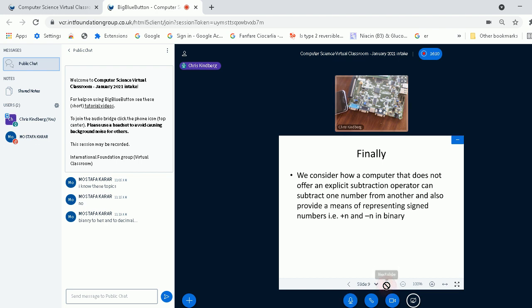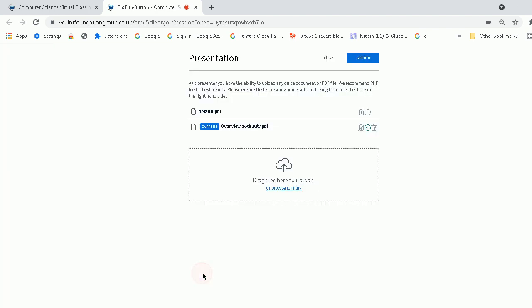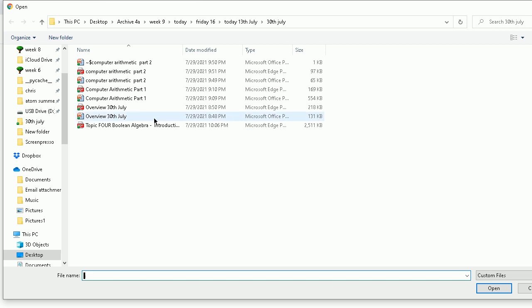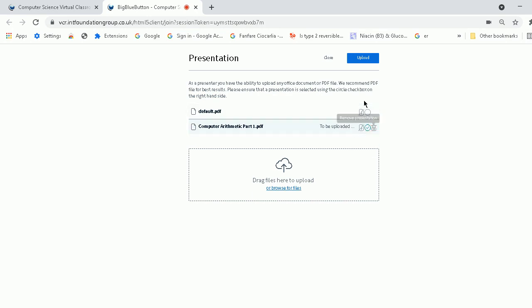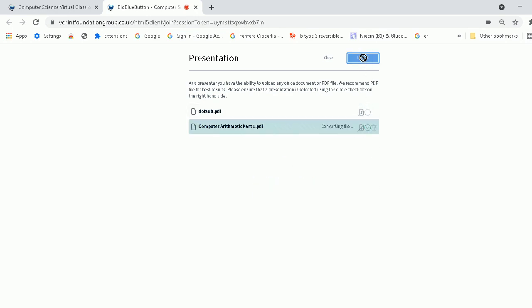So I think that's probably quite enough for me to talk about. So I'm going to load up the first of my presentations, and I'm going to talk about computer arithmetic. So here we go.